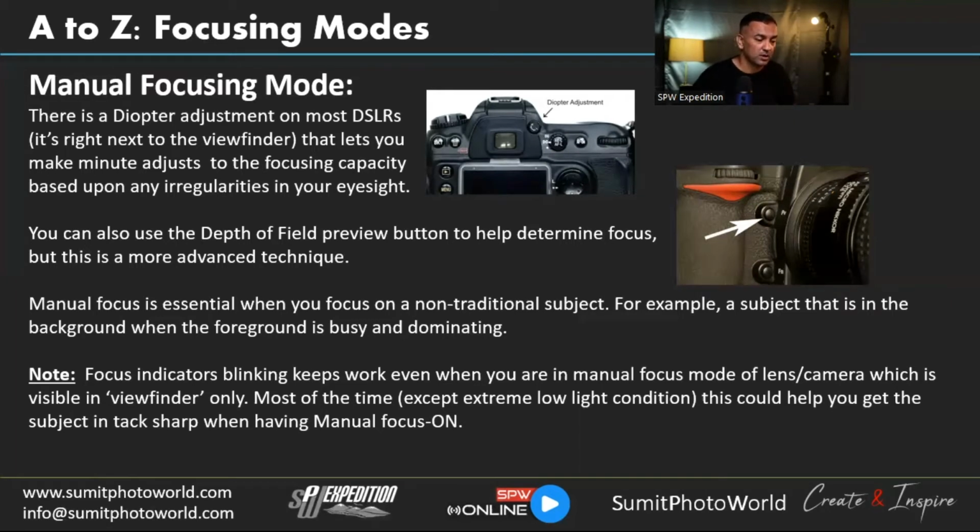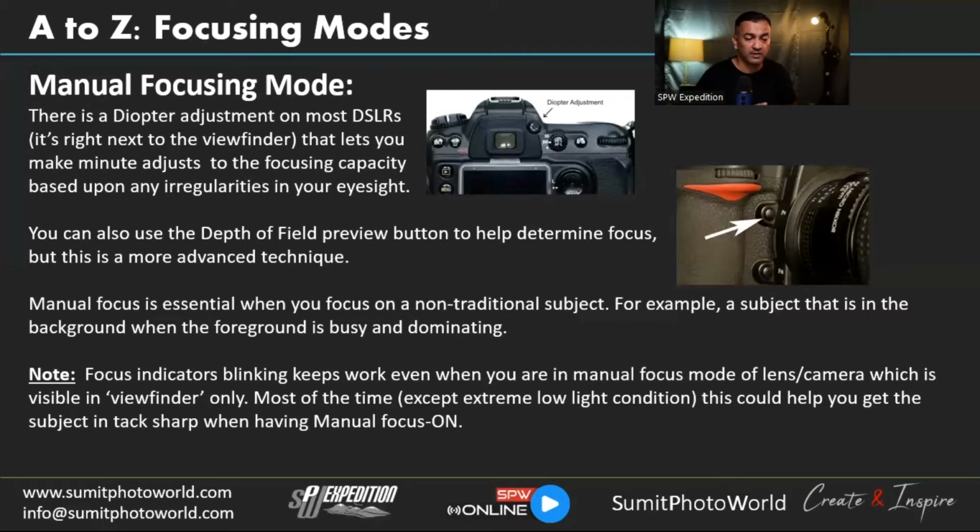Manual focus is essential when you focus on a non-traditional subject. For example, a subject that is in the background when the foreground is busy or dominating. So if you have a lot of movement in the foreground and you're trying to focus on some subject in the background, sometimes it's very difficult to get your subject in focus, so we can rely on manual focus.